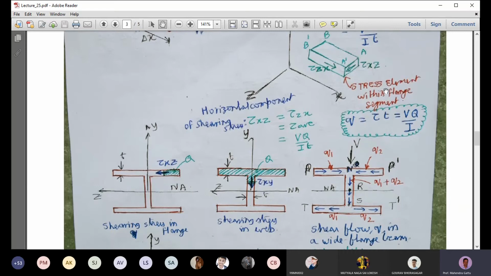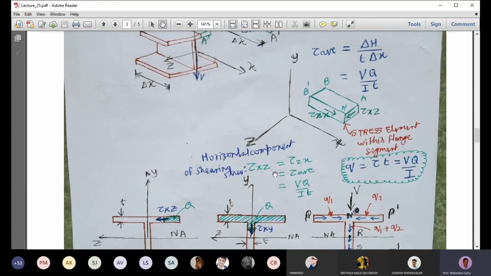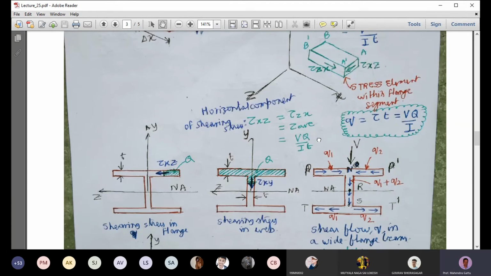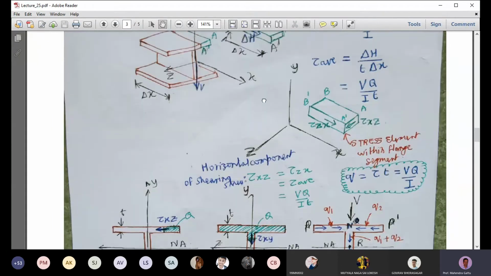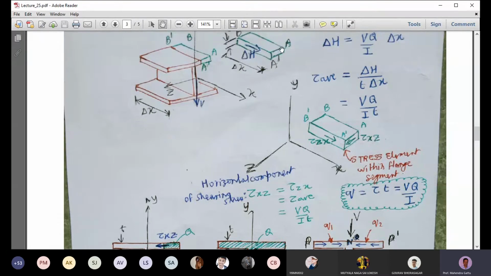Okay, so what we do, so I explained this. Tau xg is tau gx is tau average is VQ by IT. So the shear stress is a function of the applied shear and the first moment of area. What is the first moment of area Q? Q is this shaded portion, the front face, this face. We have to find the Q value there. And I is the total moment of inertia, and T is the thickness of the segment.